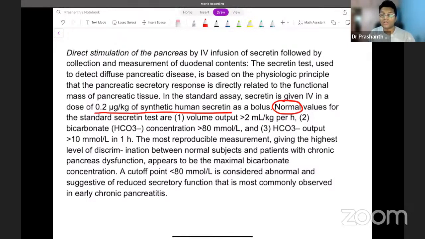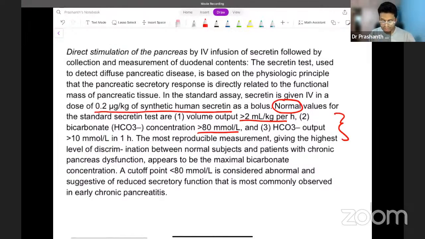The normal values are, first one, remember the volume. Now, the volume is more than 2 ml per kg per hour. Second, what is the bicarbonate secretion concentration? It's most of the time the concentration is more than 80 millimoles per liter. And the third thing is the output per hour is expected to be more than 10 millimoles per liter. So these are some of the numbers that you might have to know.